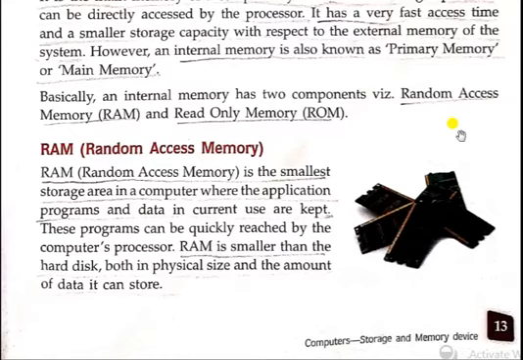When the computer is turned off, the content of this memory is erased. So we are supposed to save the data before shutting down the computer. Understood? It is also called volatile memory. Why is it called volatile memory? Because when we turn off the computer, information gets erased from the RAM. That's why it is called volatile memory. This is very important.